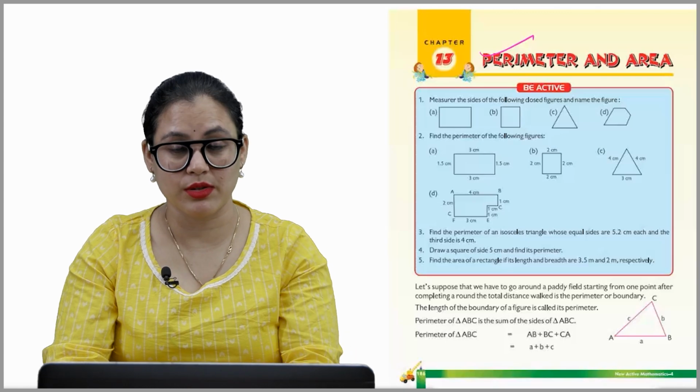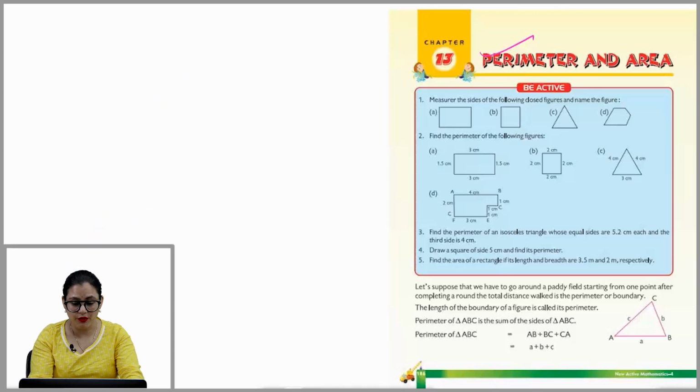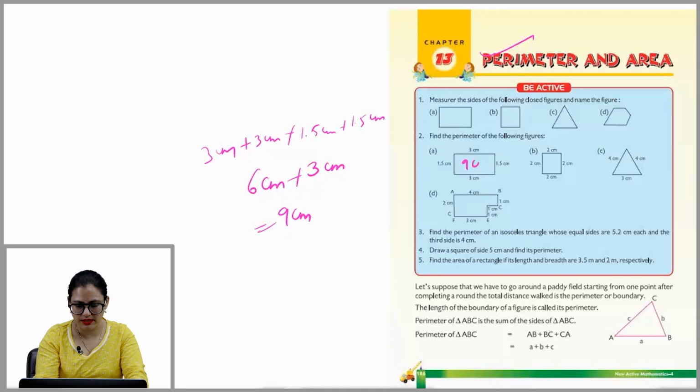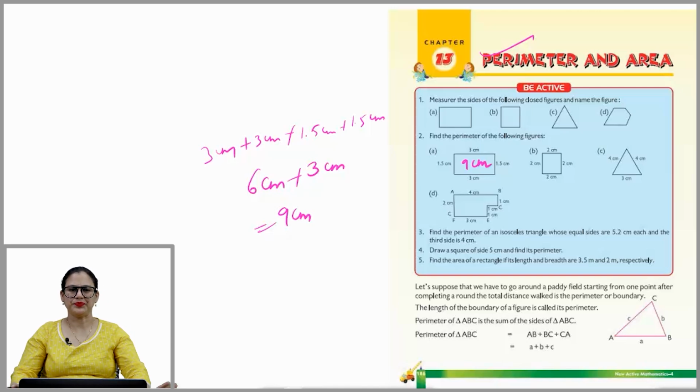What you have to do is add the lengths of all the sides, like 3 centimeter plus 3 centimeter plus 1.5 centimeter plus 1.5 centimeter. 3 plus 3 is 6 centimeter, 1.5 plus 1.5 is 3.0, that is 3 centimeter, so 9 centimeter. So 9 centimeter is the perimeter, right?